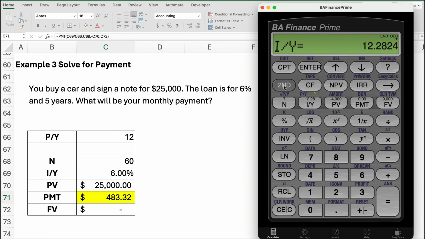Well, we need to set second functions, period per year. We need to set our calculator up for a monthly payment. So 12 and then enter, and then we're going to clear this out. Now we're going to put in 60 as the number of months. 6% is the annual interest rate, but then it's going to be a monthly calculation. We're going to put in 25,000. Now, if we put 25,000 in, we've borrowed that, so let's keep it positive. We have 0 future value, and compute the payment, and the payment's going to be a negative $483.32.